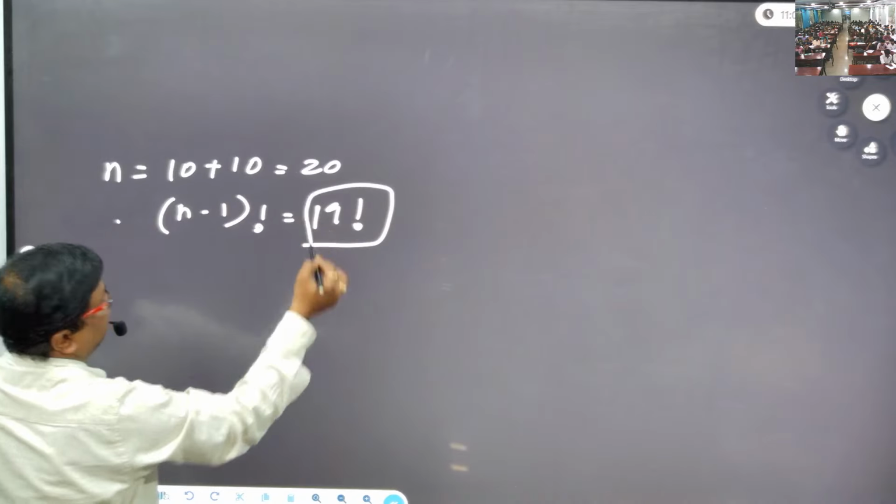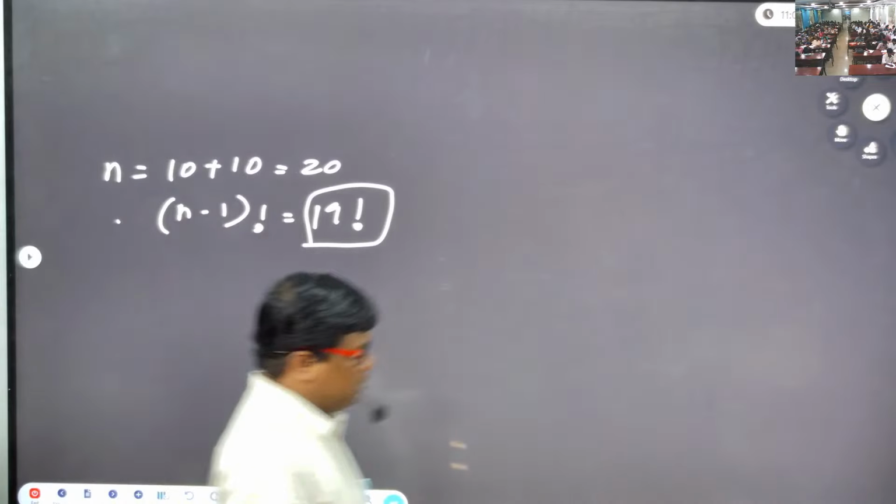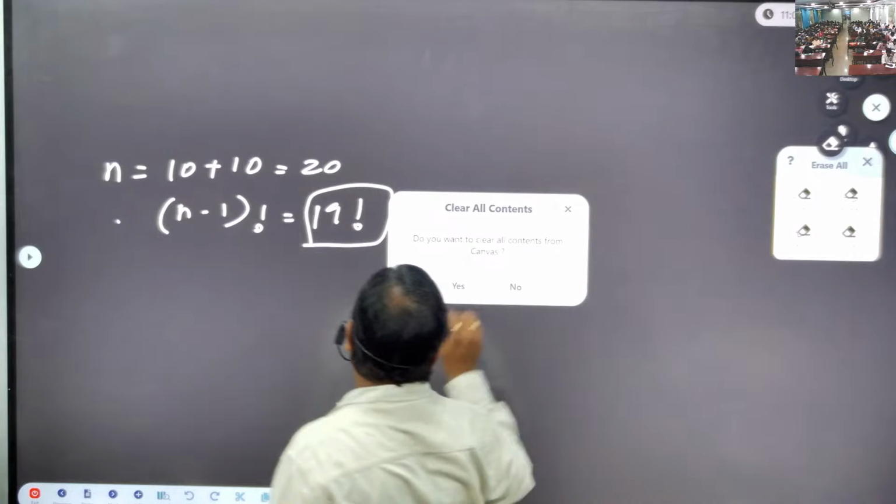This is your answer: 19 factorial ways. Okay. Now check for the wonderful question. Find the number of permutations of the letters in the word Pascal.